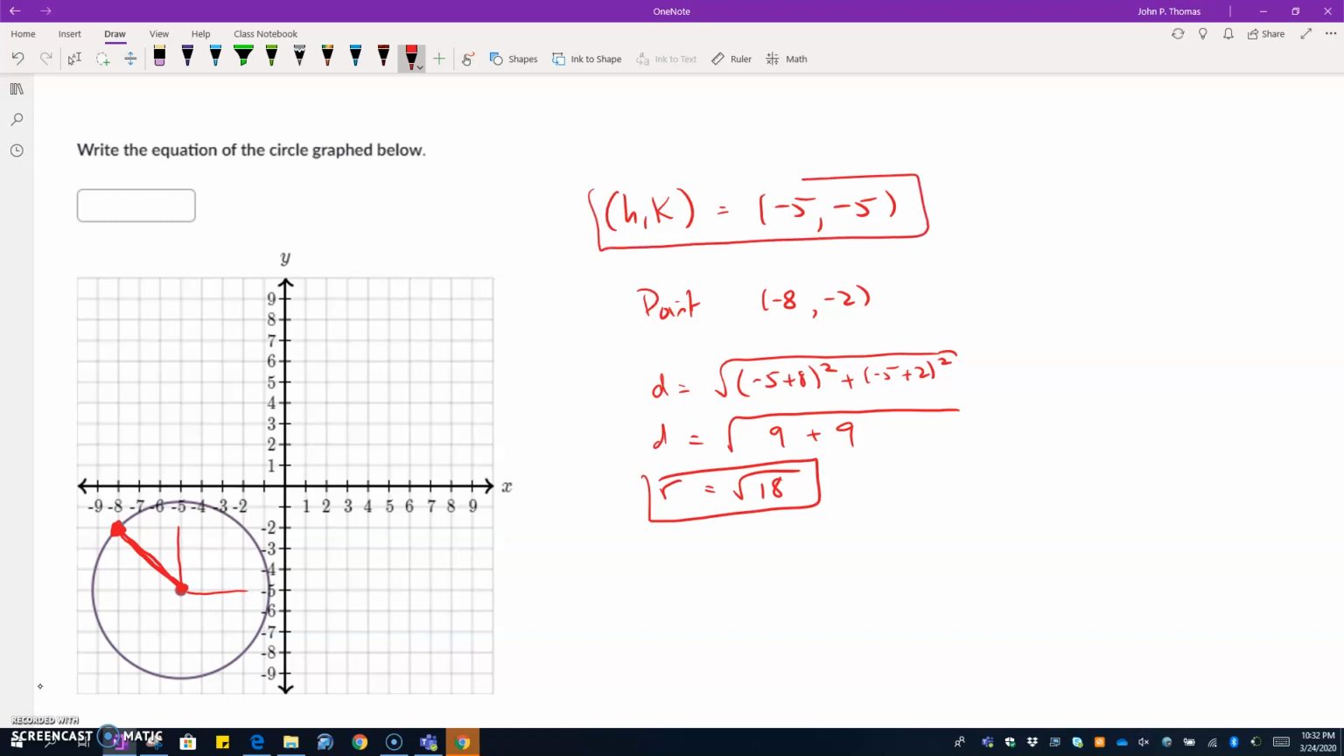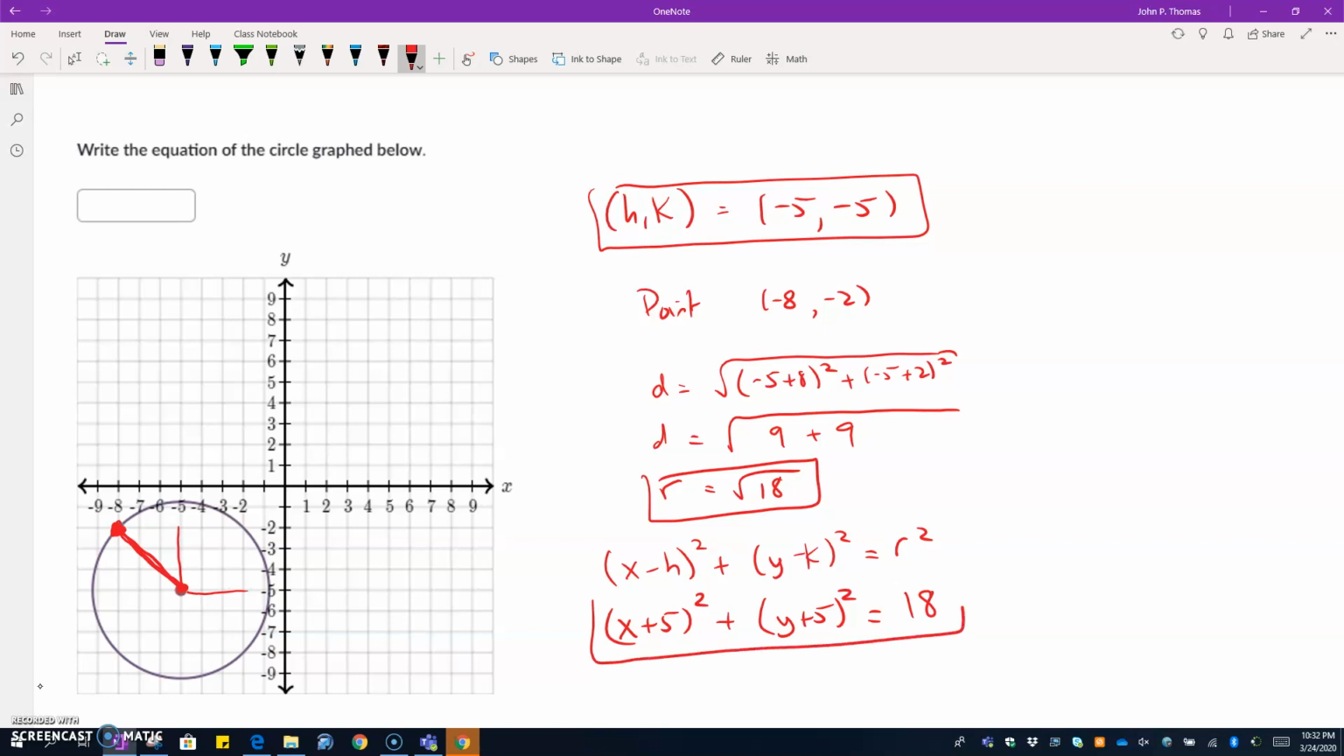At this point we have the 2 key things we need because the form is (x minus h) quantity squared plus (y minus k) quantity squared equals r squared. So h was negative 5, so (x plus 5) quantity squared plus (y plus 5) quantity squared equals root 18 squared, which would just be an 18. So this would be our final answer for this one: (x plus 5) quantity squared plus (y plus 5) quantity squared equals 18.